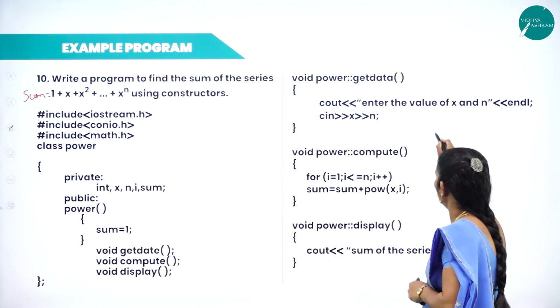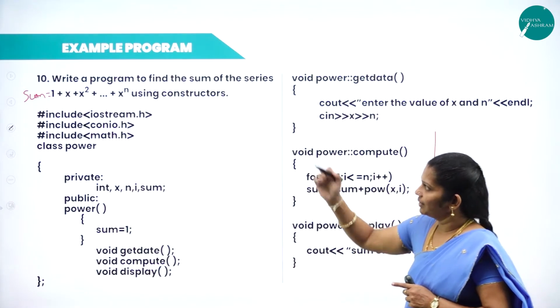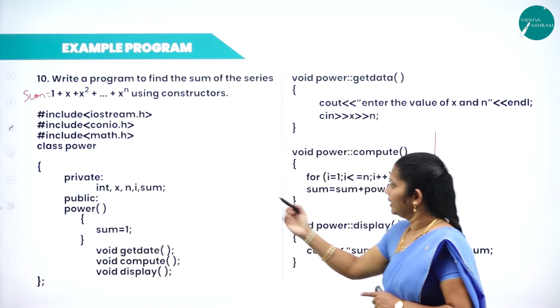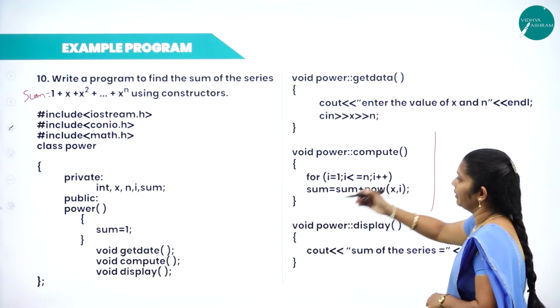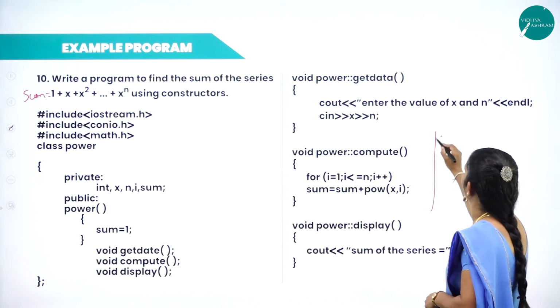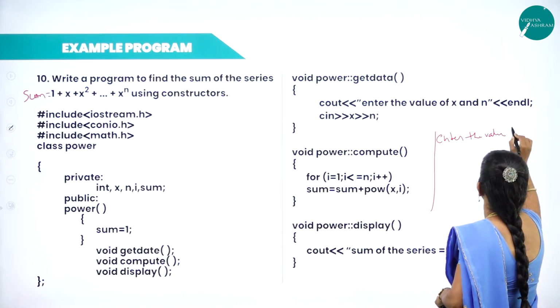For example, in the output screen, first I want to enter the value of x and n. For x I am going to enter 2, then for n I am going to enter 2. Consider this is the output. Here you are going to enter the value. Get data here. Enter the value x and n.